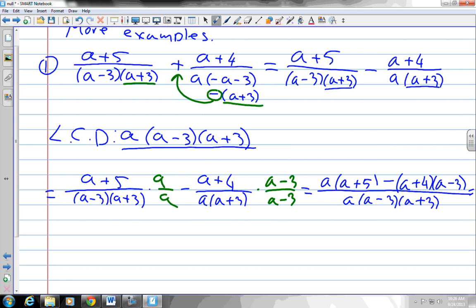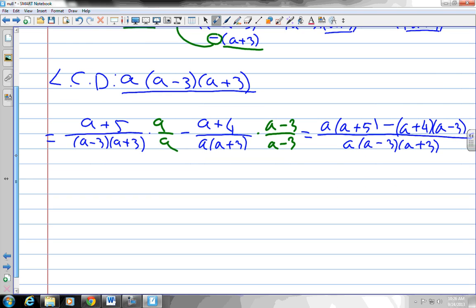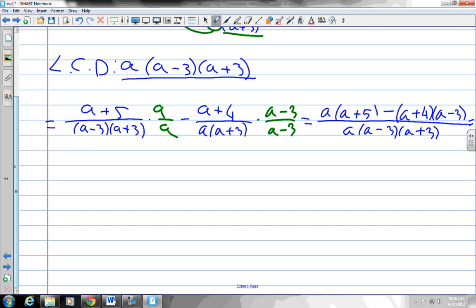From this step on, it is just simplifying the numerator, opening up all the parentheses, combining like terms, and hoping to factor it and reduce. So the denominator, I'm just going to keep copying it over. I don't even look at it anymore. I'm just focusing on the numerator. I'm going to open up all the parentheses, combine like terms, see what happens. Any questions on how we got to that point?